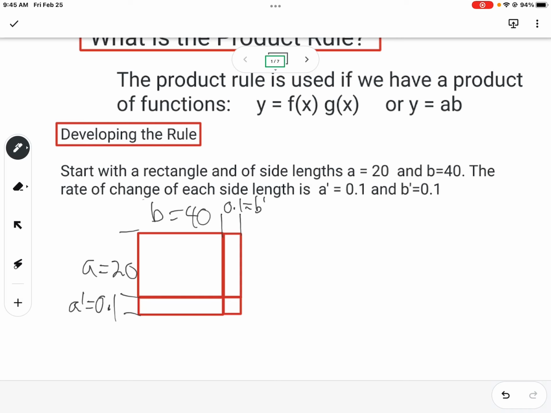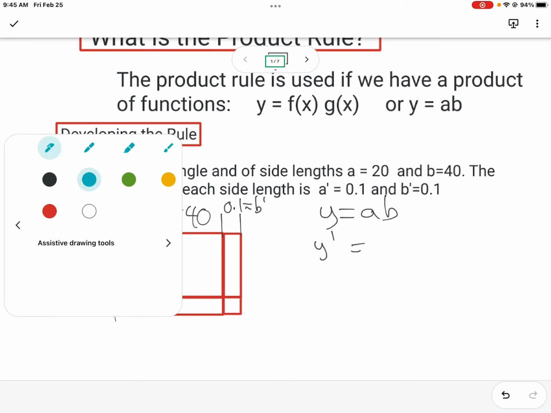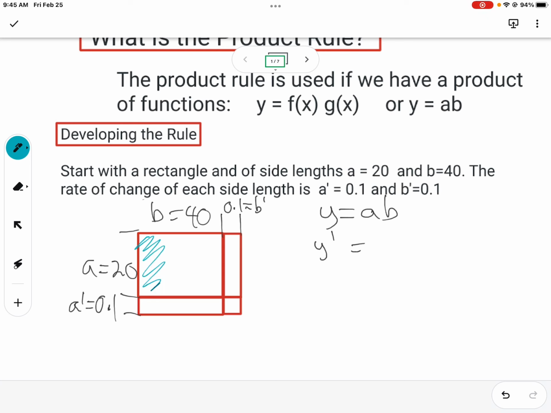It's a rectangle. And so if we want to get the total amount of growth, and by the way, we're going to say that the area of this rectangle is y. Okay, that means the rate of change, the rate of growth is y prime, right? So let's look at how much this rectangle actually grows by. So the original amount is the original rectangle, 20 by 40. Okay, that's the original rectangle.